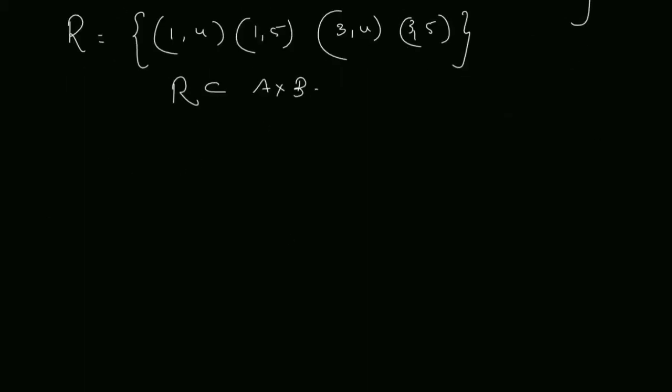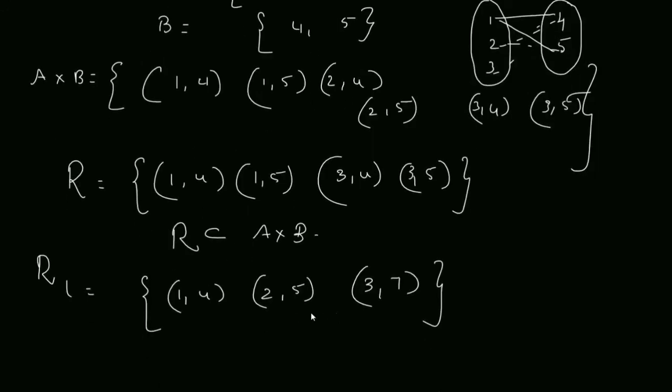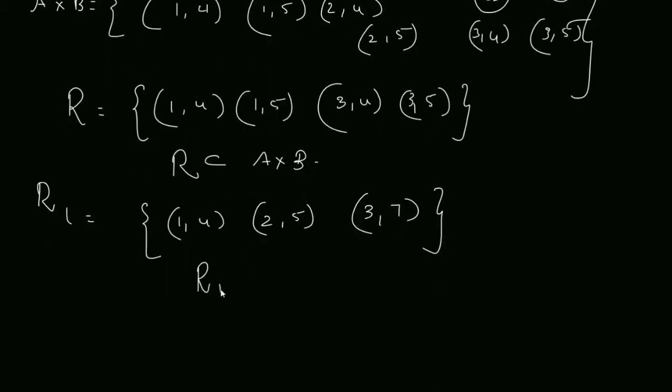Suppose I write another relation, I'll name it R1. R1 is (1, 4), (2, 5), (3, 7). Is it a relation? No, because (1, 4) is there, (2, 5) is there, but (3, 7) is not in A cross B. So this R1 is not a relation from A to B. It is not a relation from A to B.